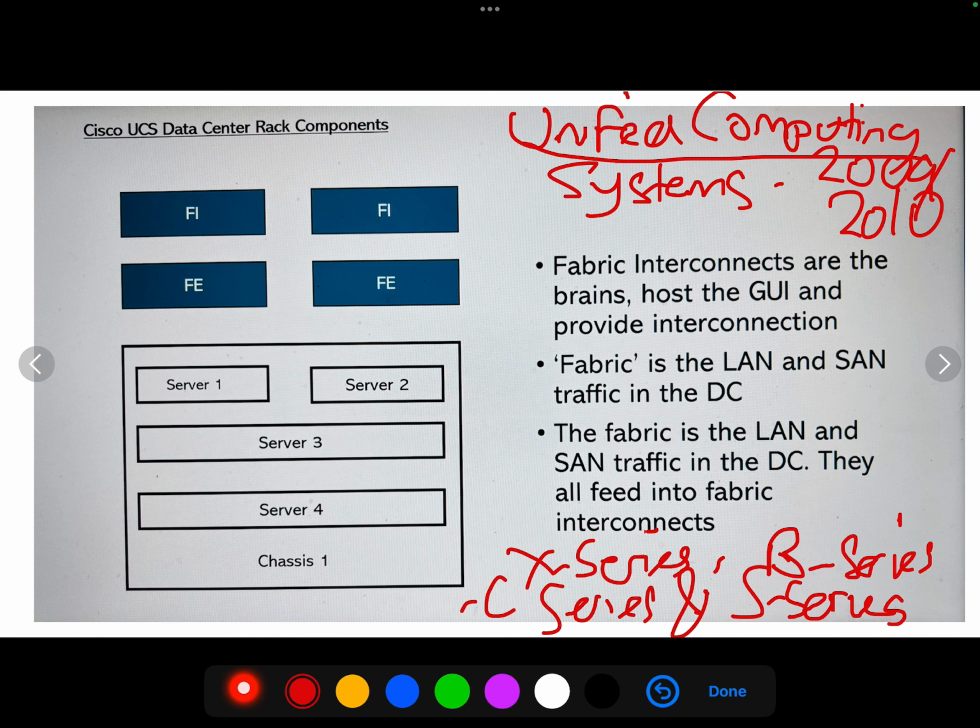Now, let's have a look at this diagram here. This is just an illustration of what a UCS data center might look like, just to give yourselves an idea. These guys here are fabric interconnects, and they're essentially the brains, and they host the user interface that we're going to interact with. They provide interconnection, because the fabric, which is the local area network and storage area network traffic in the data center, that traffic is feeding into those interconnects, okay?